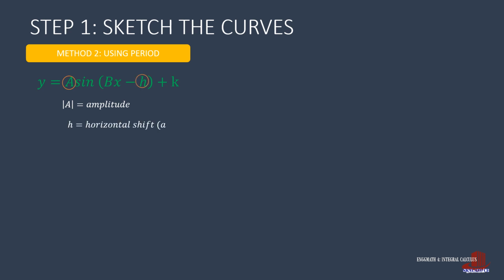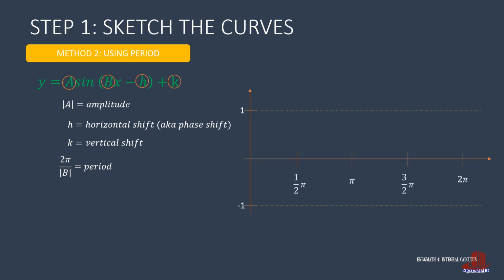H is the horizontal shift, which shows the horizontal movement of the wave from the origin, which is similar to k, the vertical shift, or the vertical movement of the wave. Then the period is computed as 2 pi over b, where b is the coefficient of x. So start by looking for the period of y is sine of x.